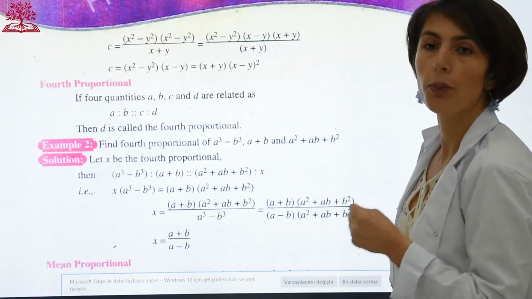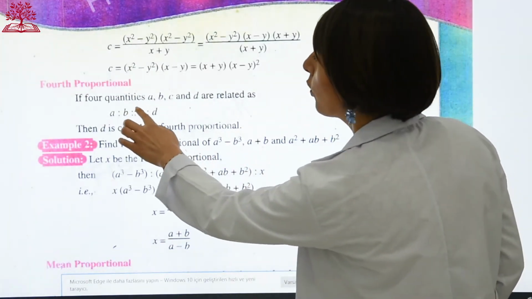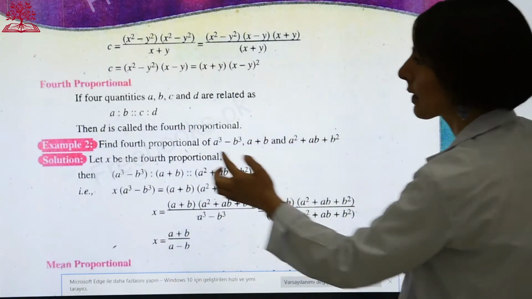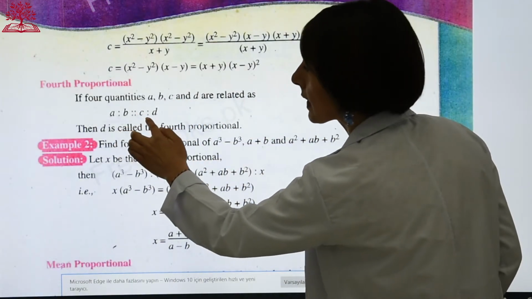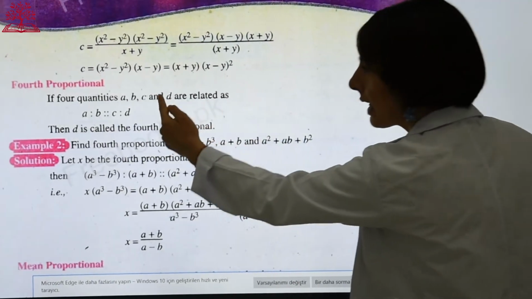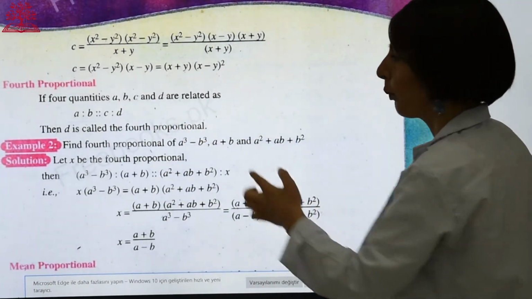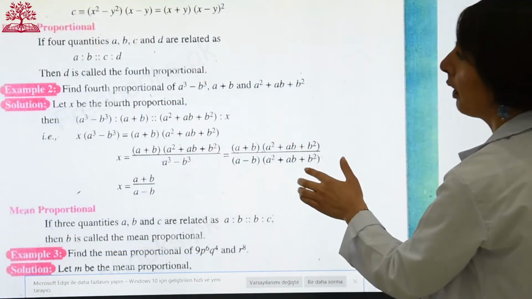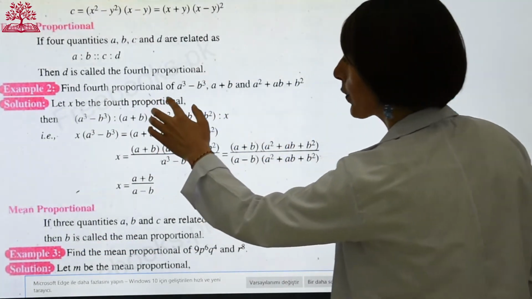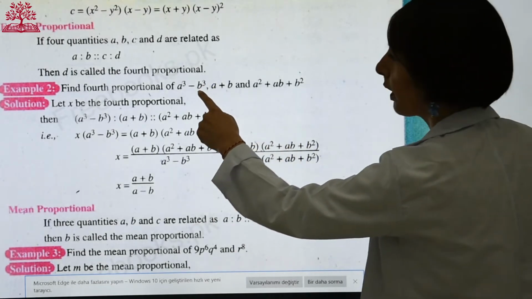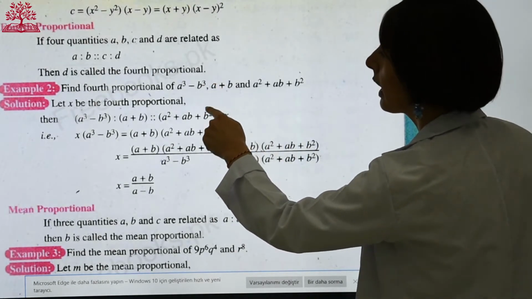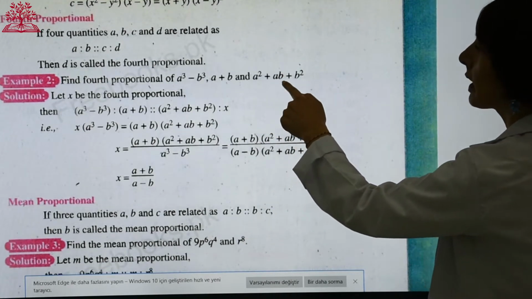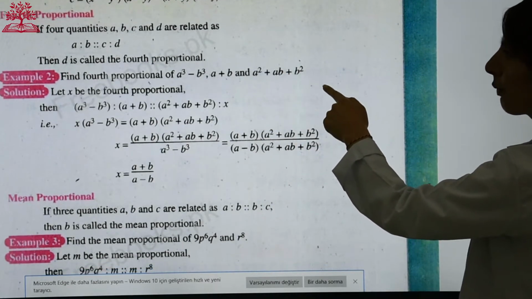Let's start with the fourth proportional then. If four quantities A, B, C and D are related as A to B equals C to D, then D is called the fourth proportional. Let's see an exercise for this. Find the fourth proportional of A to the power 3 minus B to the power 3, and A plus B, and A to the power 2 plus AB plus B to the power 2.